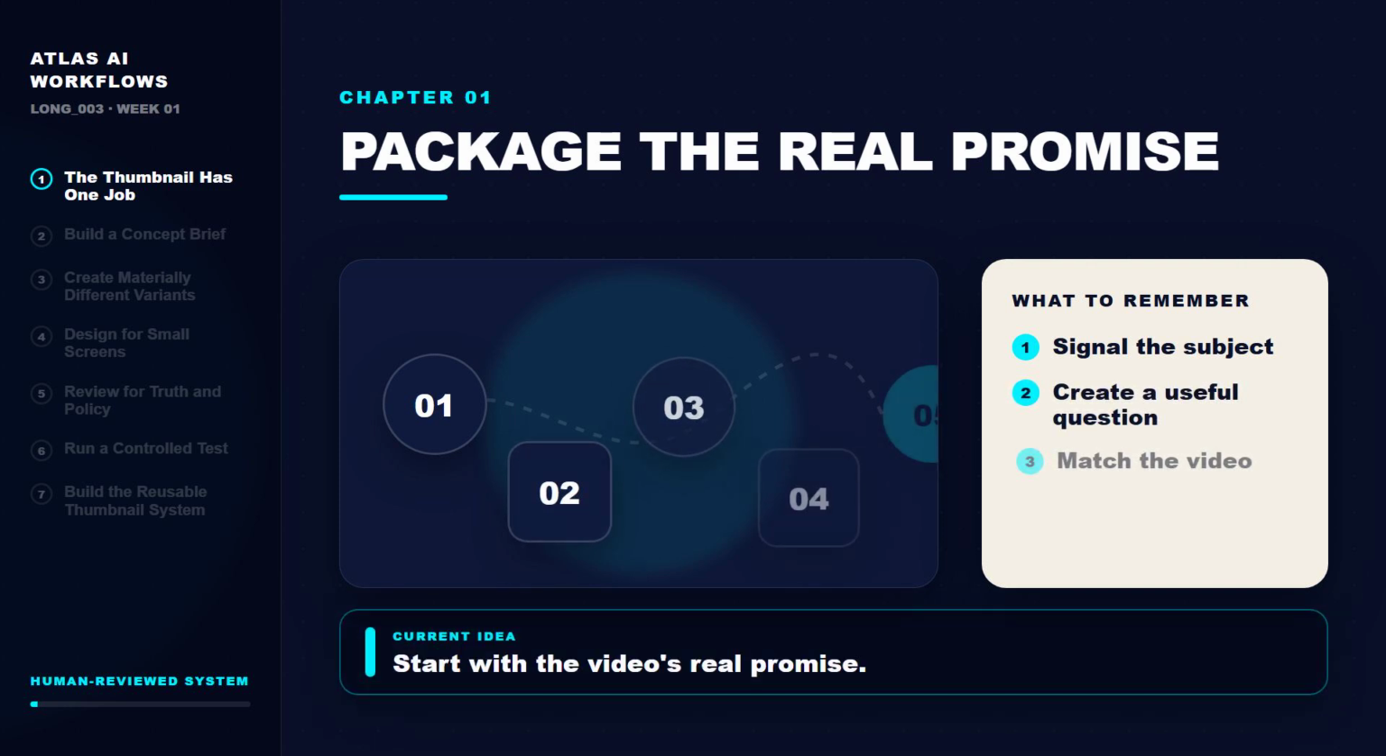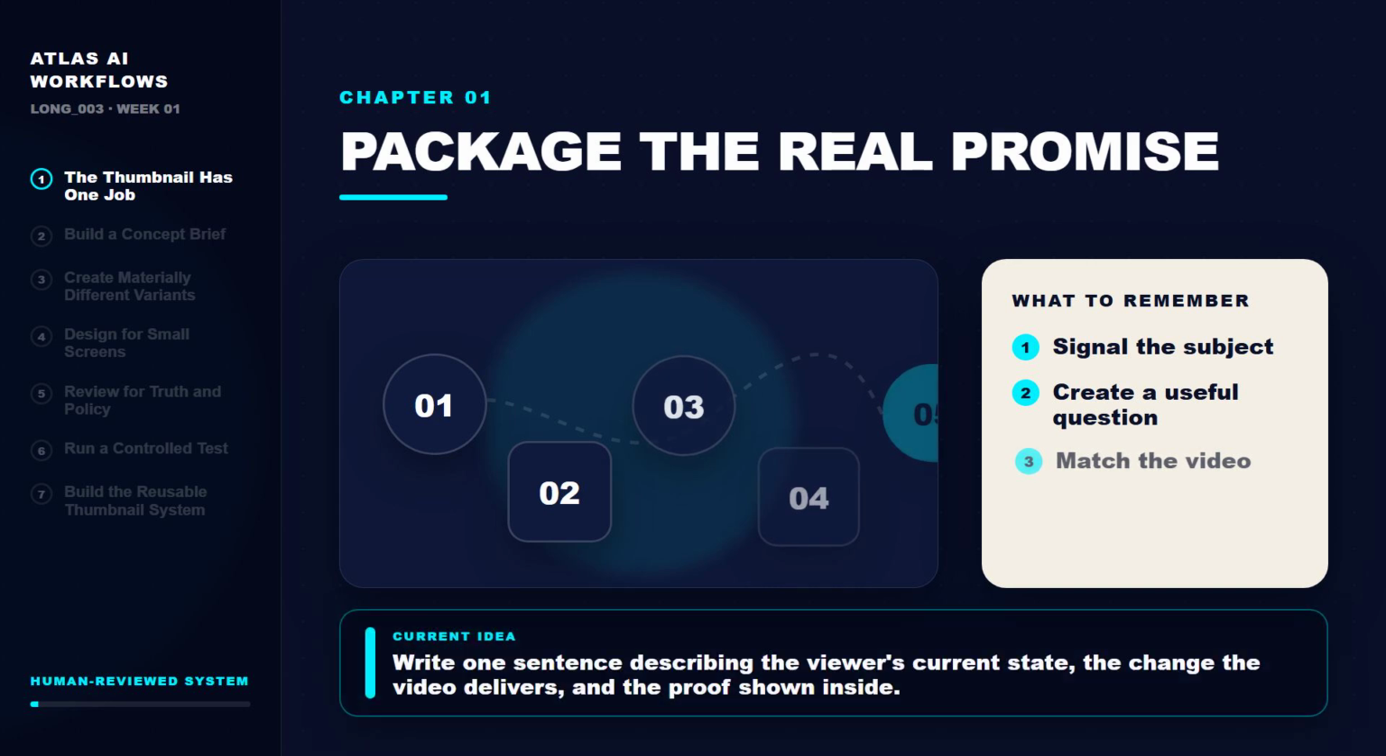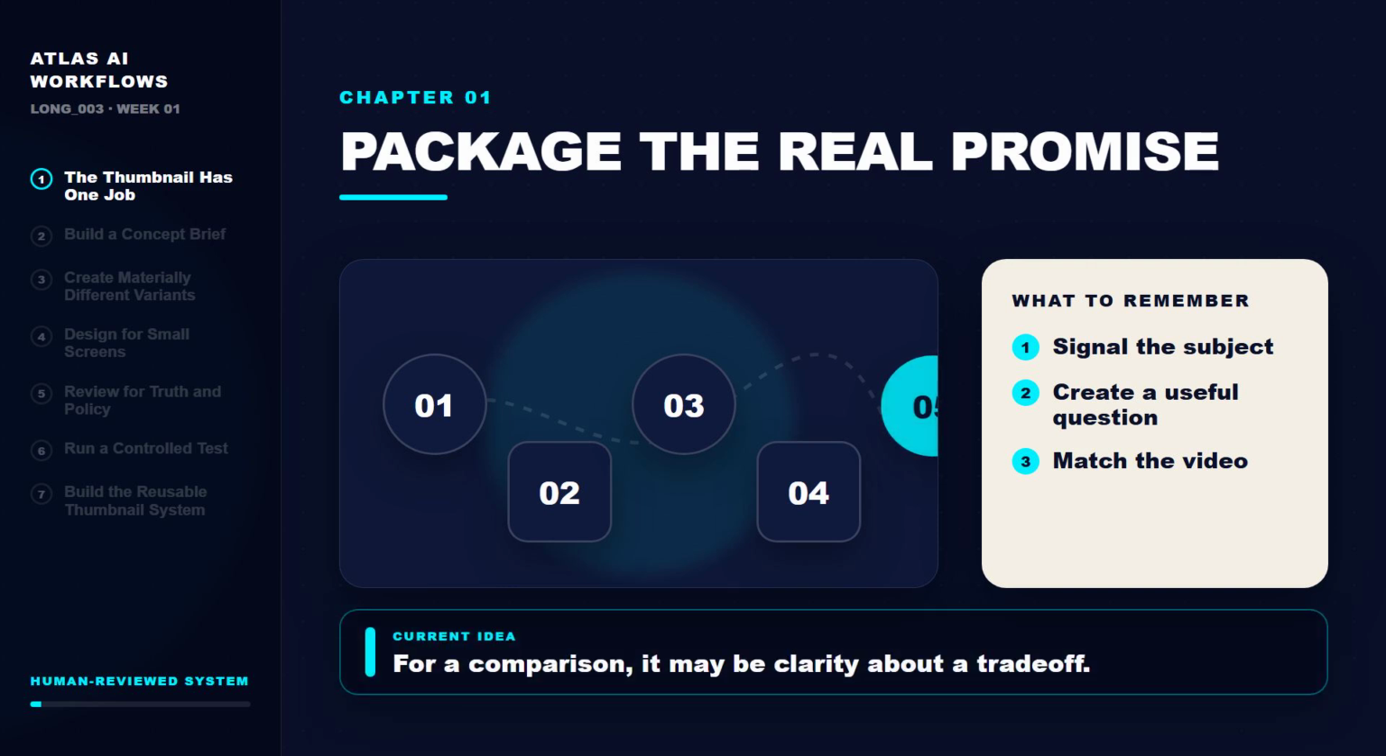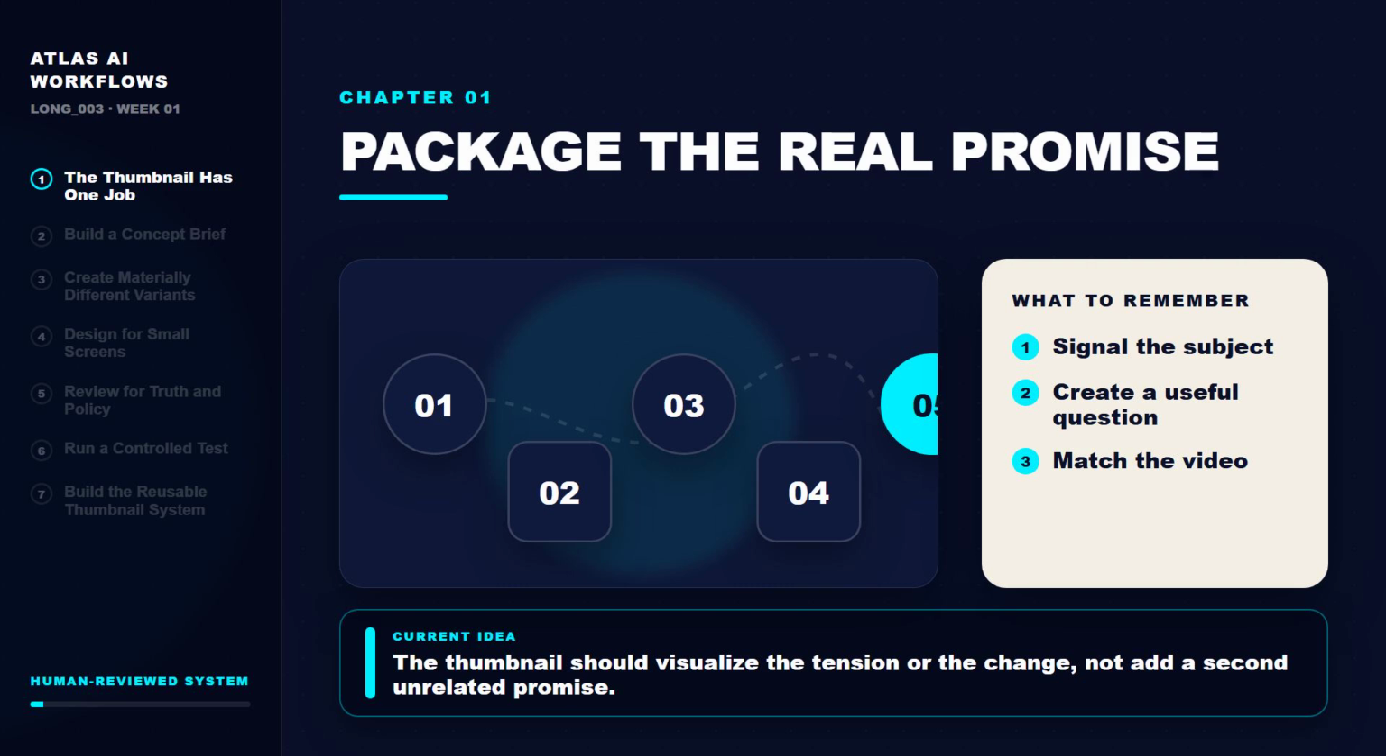Start with the video's real promise. Write one sentence describing the viewer's current state, the change the video delivers, and the proof shown inside. For a workflow video, the promise may be movement from scattered steps to one reviewable system. For a comparison, it may be clarity about a trade-off. For a tutorial, it may be a finished result the viewer can reproduce. The thumbnail should visualize the tension or the change, not add a second unrelated promise.